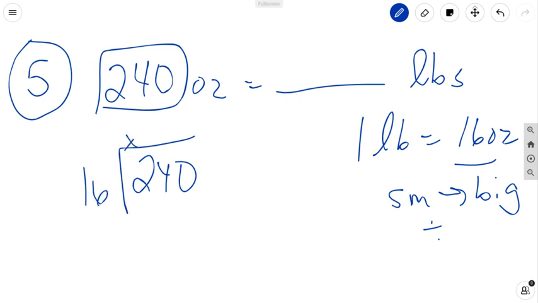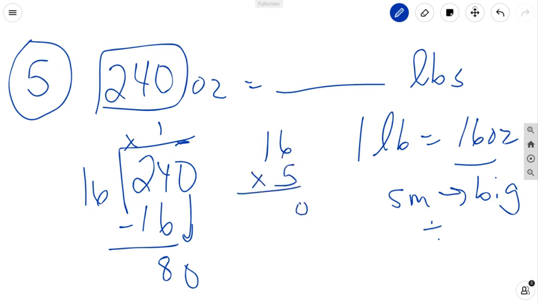Okay, I can't get a group of 16 out of 2, but I can get one group of 16 out of 24. If I subtract these, I'll get 8 and bring down the 0. So something times 16 is going to give me 80. Let's try 5. There it is. So we have 15. 240 ounces is equal to 15 pounds.